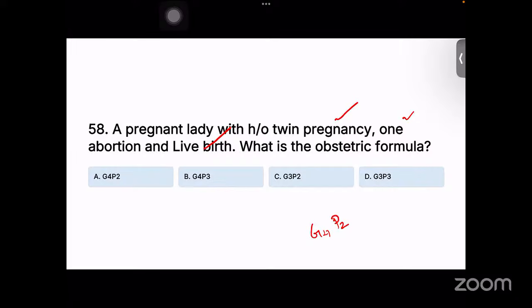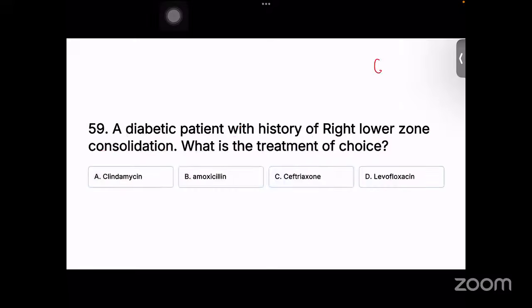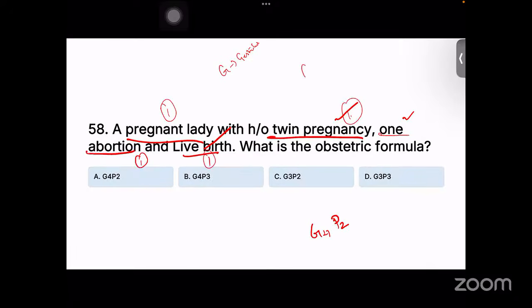In the GTPAL, G stands for gravida, which is the total number of pregnancies. Here a twin pregnancy should be considered as 1. So we have 1, 1, and 1 abortion and 1 live birth, and the current pregnancy. So we have G4.